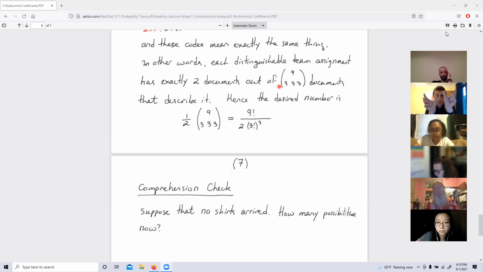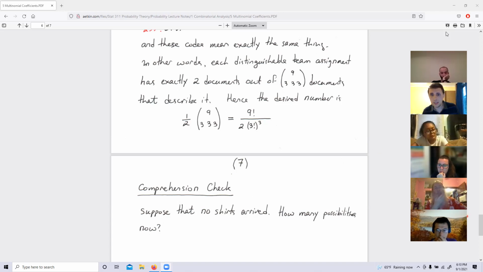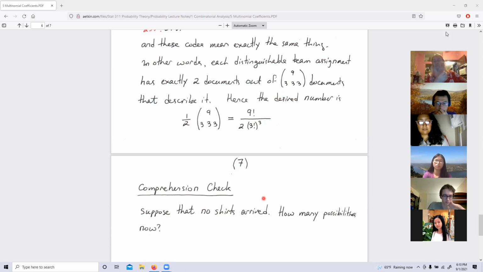We have the first box. So first place is either red, green, or blue. 3 possibilities. Second place, once I pick this place, there are 2 possibilities for second place and 1 possibility for the last place. Yes? Good.